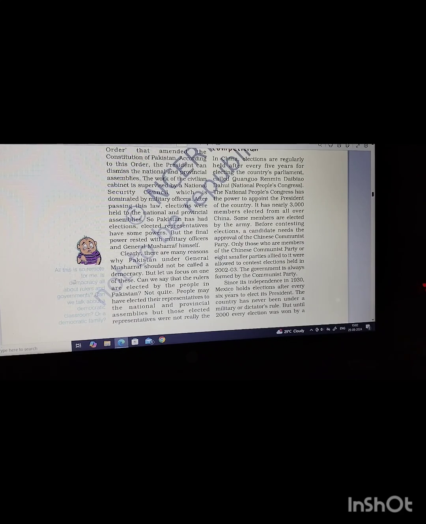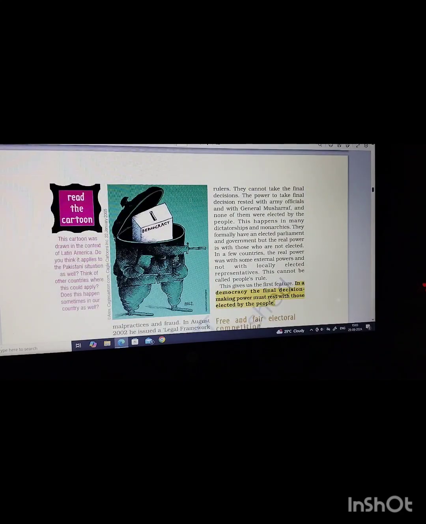Clearly, there are many reasons why Pakistan under General Musharraf should not be called a democracy. Yes, we cannot call it a democracy, because only if the people are choosing representatives and the elections are taking place in a free and fair way, and the elected representatives of people are getting power, then we can say that it is a people's government. Otherwise, we cannot say it is a people's government, because they are having national and provincial level assemblies, and elections are also getting held, but the main power is resting in the hands of the military officers and General Musharraf. So they are actually the main rulers, and they have the power to take final decisions.